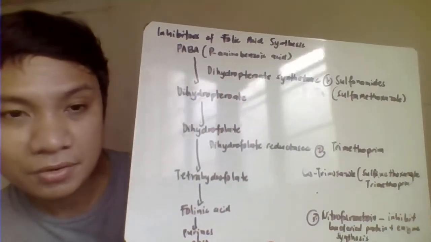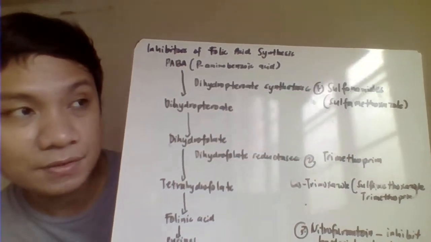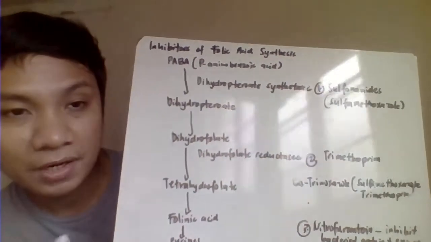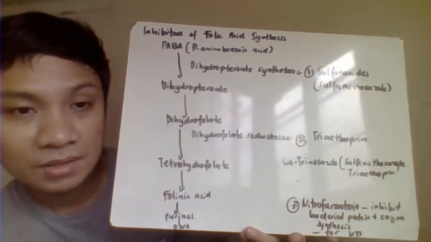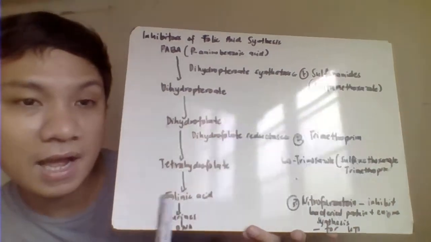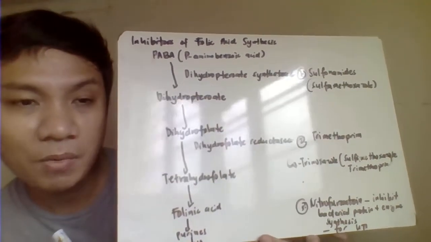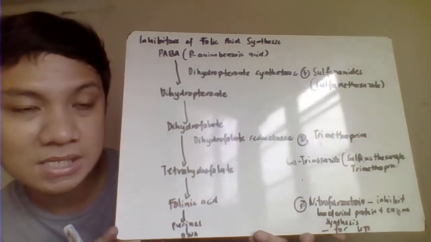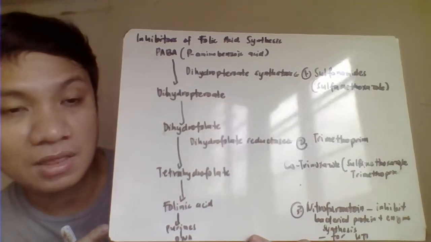Okay, then we have your antibiotics which try to inhibit your folic acid synthesis. We start with the sulfonamides or your sulfamethoxazole. Ito yung mga sulfa drugs natin. So basically, this antibiotic here tries to inhibit this enzyme, dihydropteroate synthetase. Nakalagay sa PowerPoint nyo, dihydropteroate reductase, but that one is your dihydropteroate synthetase. So kindly make correction on that.